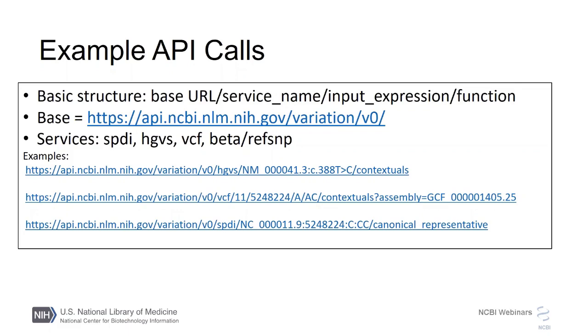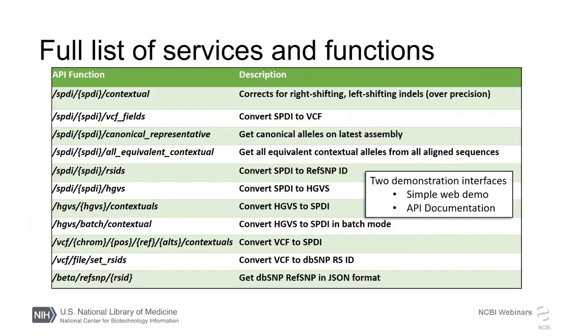And there are some example URL calls. You can try those out yourself right in your web browser if you want to. I won't click on them here because we'll do some live examples in just a couple of minutes. One thing that one of the developers wanted me to point out is that the V0 URLs will be stable and backwards compatible, so you don't need to worry about changing that. So here's a full list of the services and functions, and these would be the things that you would add on the end of that URL.